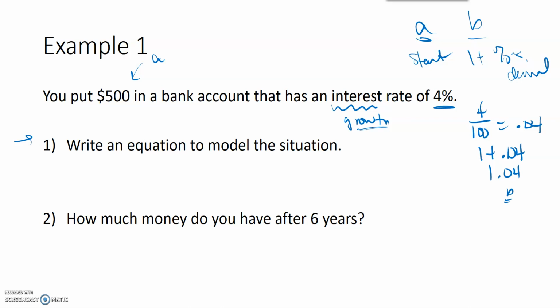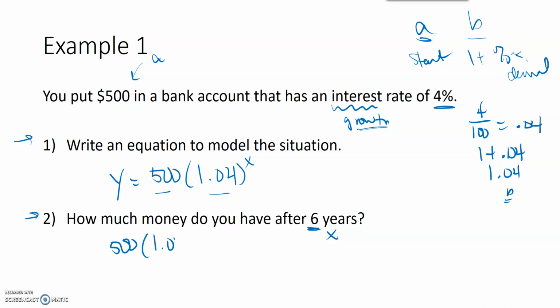So our model here: y equals 500 times 1.04 to the x power. Our A is our start, and our B is our rate plus 1 to make it bigger than 1 because it's growth. Question 2: How much money do you have after 6 years? Remember, that time goes in there for x. So we're going to do 500 times 1.04 to the 6th power.